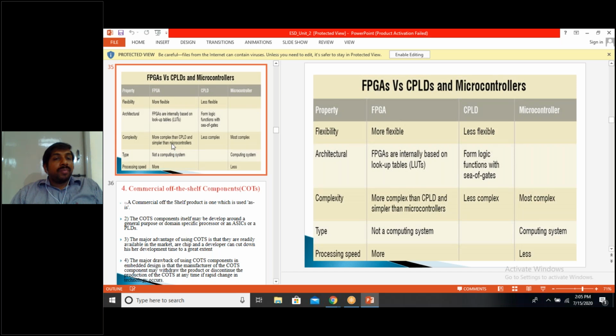Complexity wise, FPGA is more complex compared to CPLD and microcontroller. It is not a computing system, it is just hardware consisting of all the gates and lookup tables. It is a complex hardware compared to CPLD and PLDs. So depending on the application, an FPGA can be used instead of going for an ASIC. And processing speed is also faster in FPGAs compared to CPLD and microcontroller.